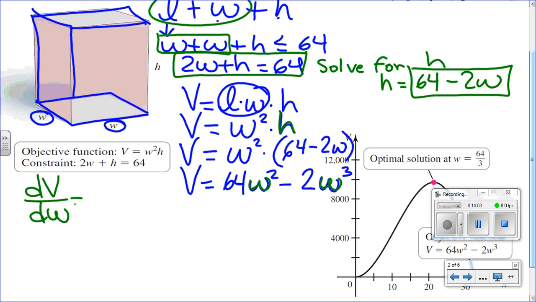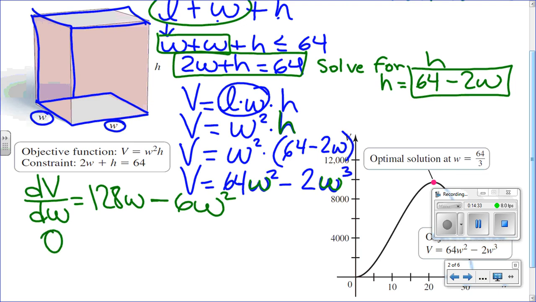All right, so then the derivative, very simple: 128w minus 6w squared. Oh, I was thinking 2 cubed. Minus 6w squared. Thank you. Okay, now you guys find the max in this case. I know you have the answer on the phone. I'll check that.